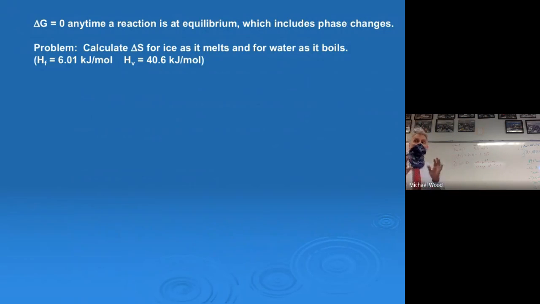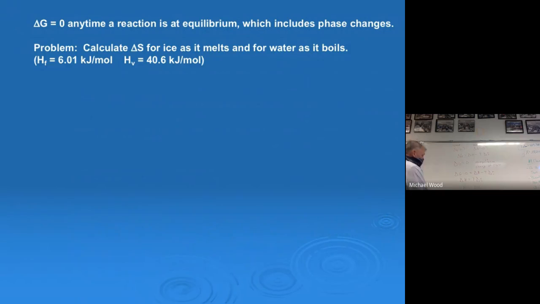So again, when it's a change of state, at equilibrium, the delta G is equal to 0. So delta G is equal to 0, which is equal to delta H minus T times delta S. So if this equals 0, then delta H equals T times delta S. But what we're trying to solve for in this problem is delta S. So if I rearrange, delta S is equal to delta H over the temperature.